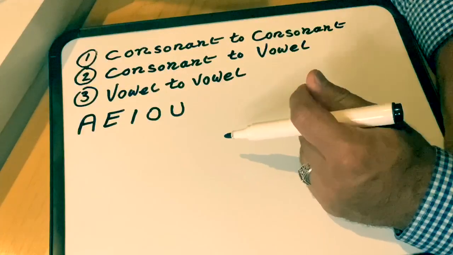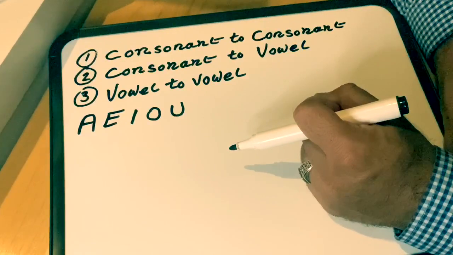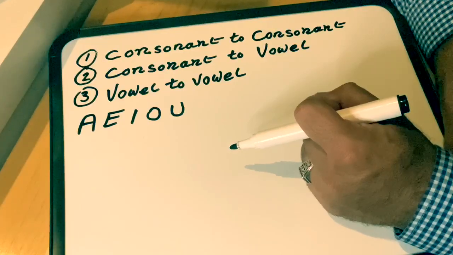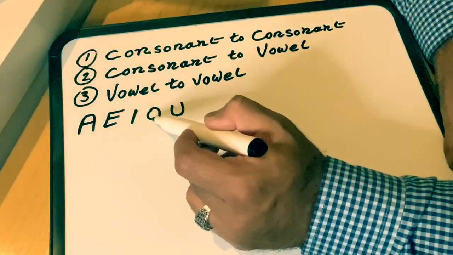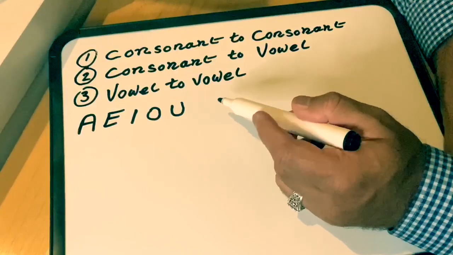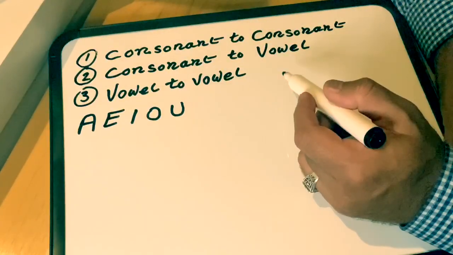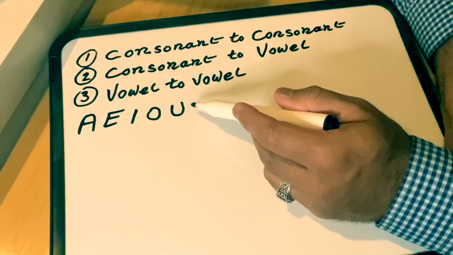Okay, so firstly we need to know that there are 26 letters in the English language, and in those 26 there are two groups of letters. One group is known as the vowels, and the rest are known as the consonants. The vowels are A, E, I, O, U. These 5 letters are known as vowels, and the rest of the other letters are known as consonants. So that's the first thing we need to know.